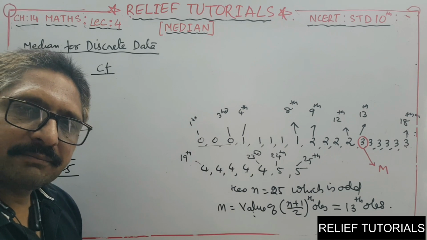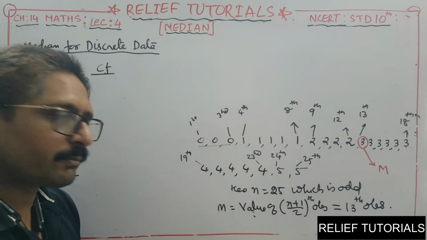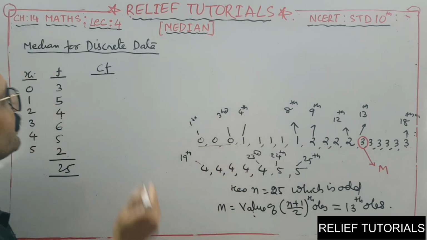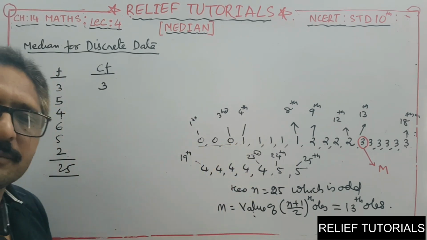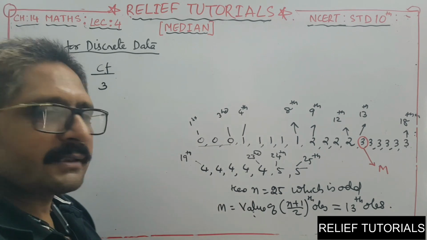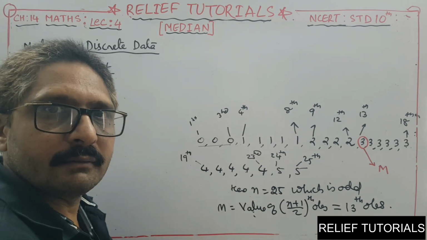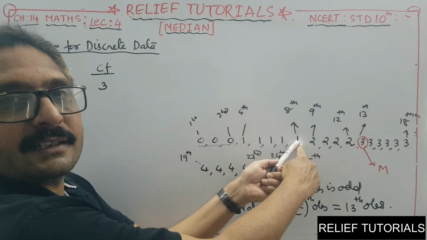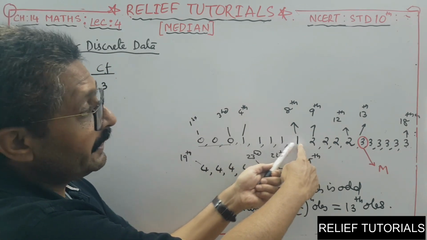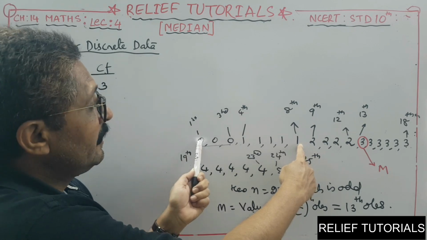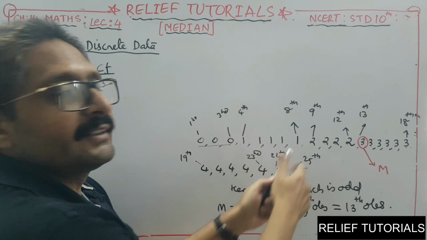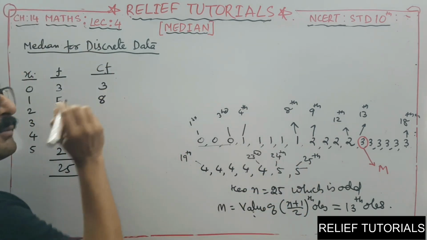Okay, now if I ask how many students got marks up to 0? Marks up to 0 are 3 students. Now how many students got marks up to 1? So this many students are there who got marks up to 1. So we'll calculate how many students there are: 1, 2, 3, 4, 5, 6, 7, 8. So here we write 8 for marks up to 1.